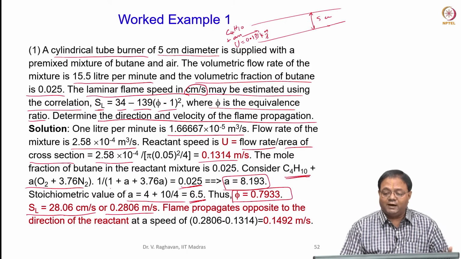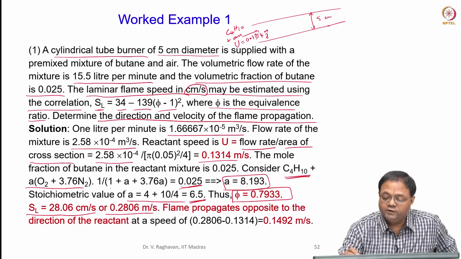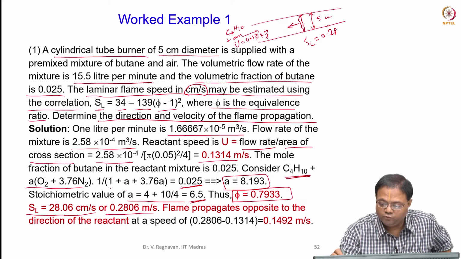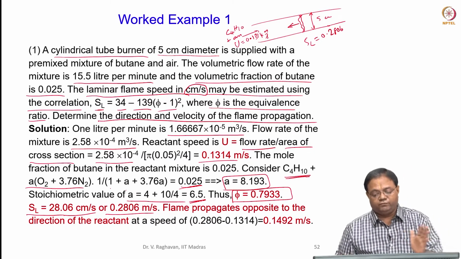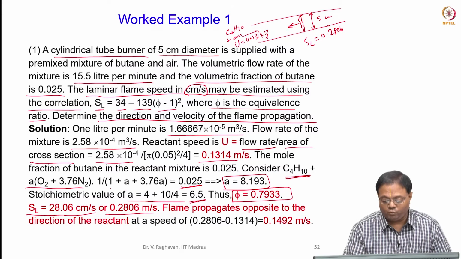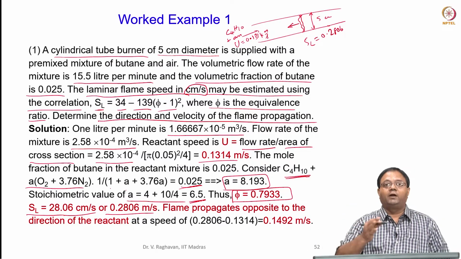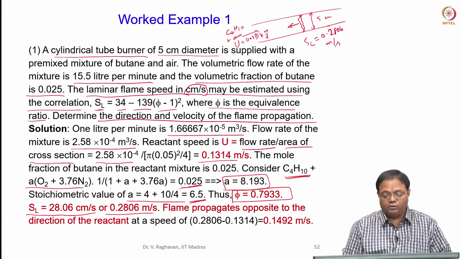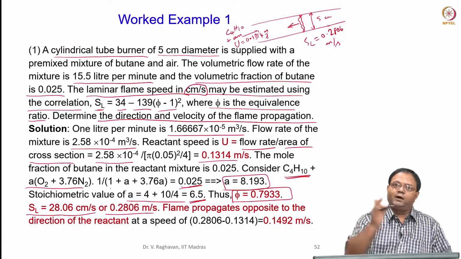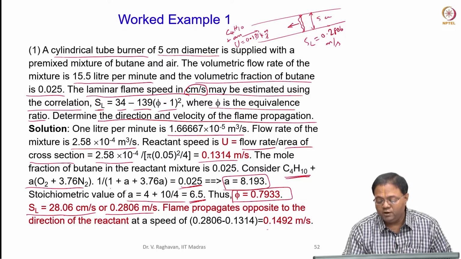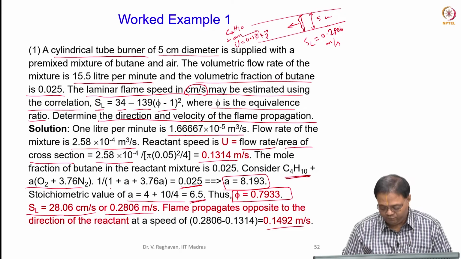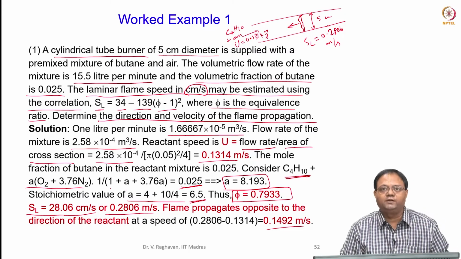That means the reactants are flowing at this speed, and the flame is formed here and propagates with SL of 0.2806. The reactants are coming at a speed of 0.13, and the flame can propagate at a speed of 0.28 meter per second, so the flame will propagate in the direction opposite to the mixture at a velocity of 0.15 meter per second. This is the first example where you use a correlation to find the SL value.